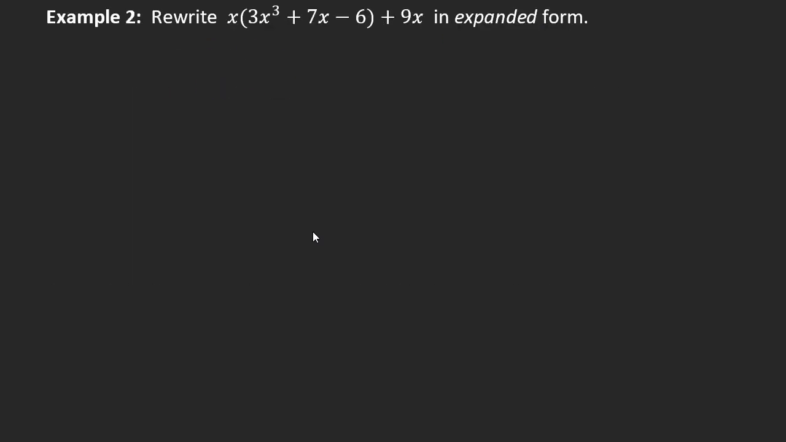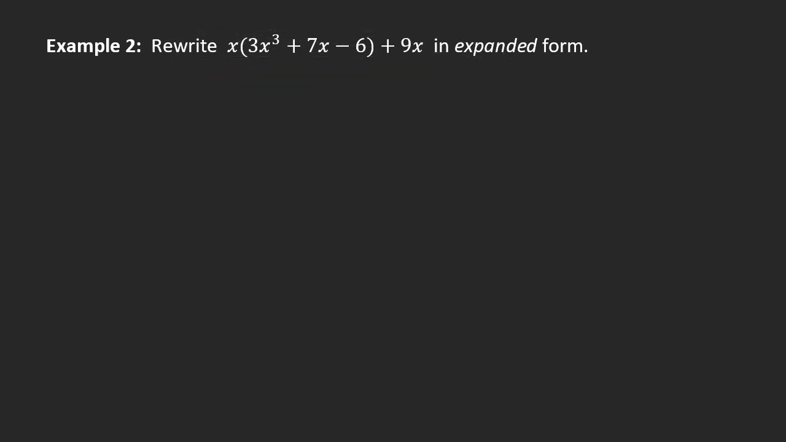We have a slightly more complicated one here to finish off this video. We're asked to rewrite this expression in expanded form. Taking a look at this expression, we've got a monomial times a trinomial. And then on the end, what is that? Well, there's just an extra term. That's a monomial again, and that is not part of the multiplication.